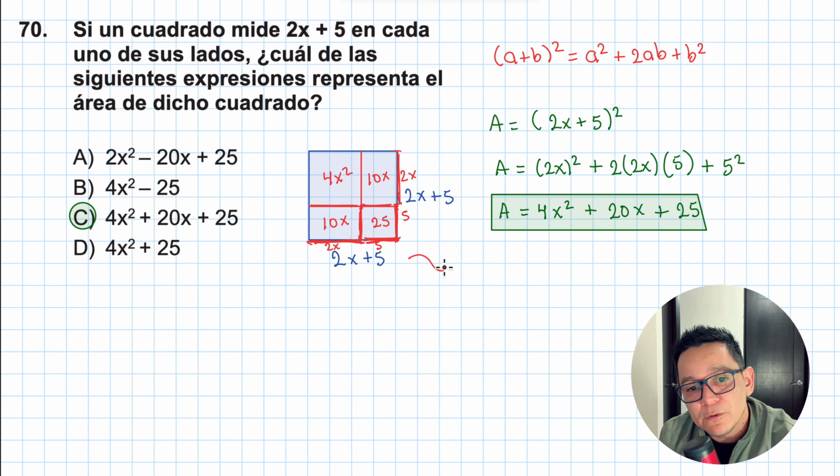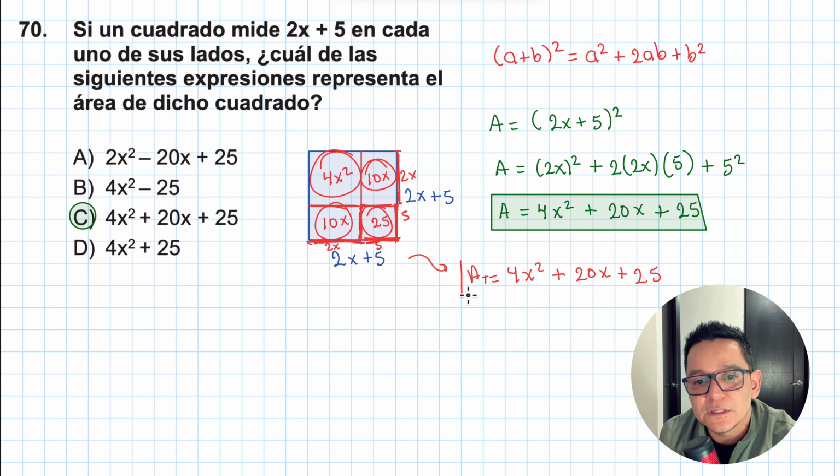Now let's just do the addition. The total area, well, it should be 4x squared. Let me write it down. Then we have plus 10x plus 10x in total, that gives me 20x, and here we have a 25. As you can see, we're getting exactly the same answer.